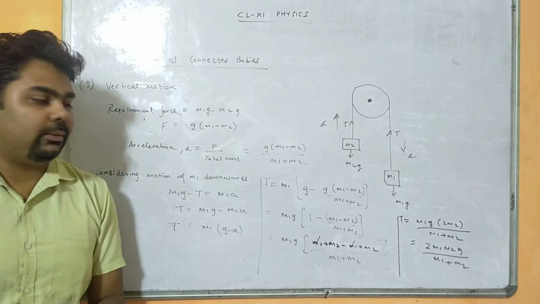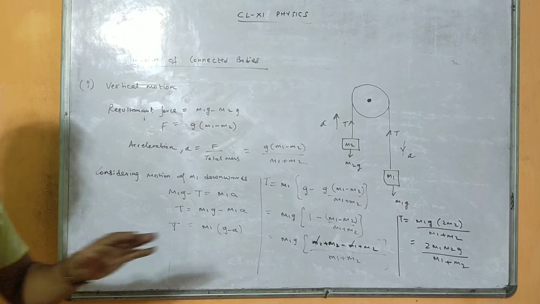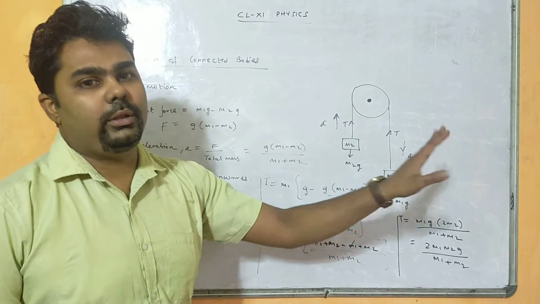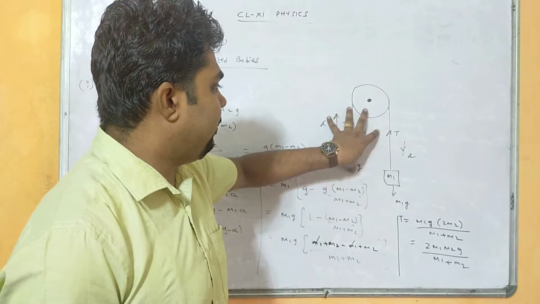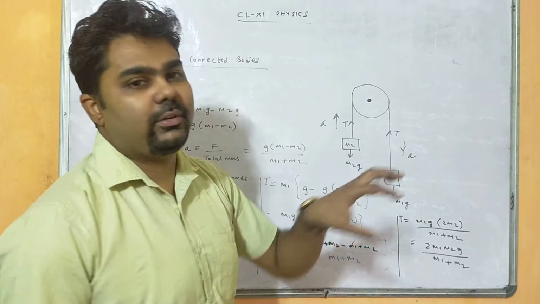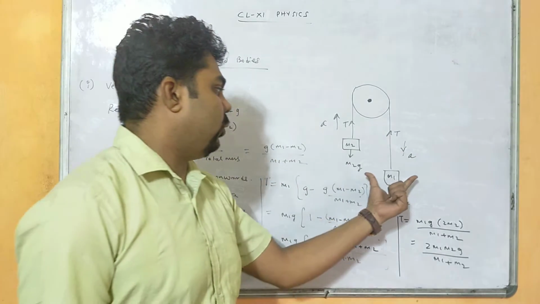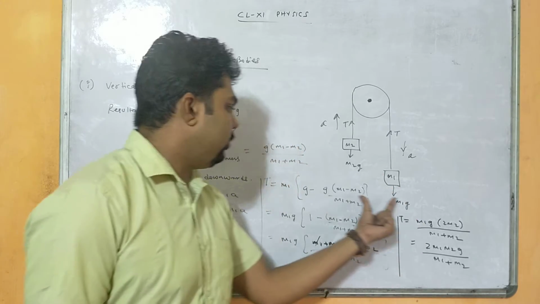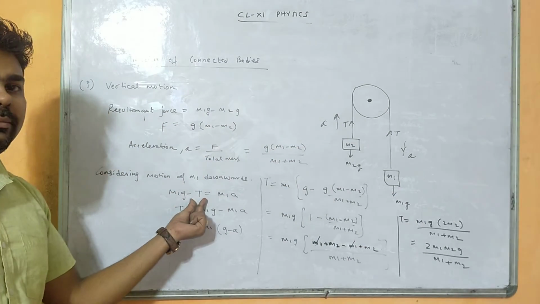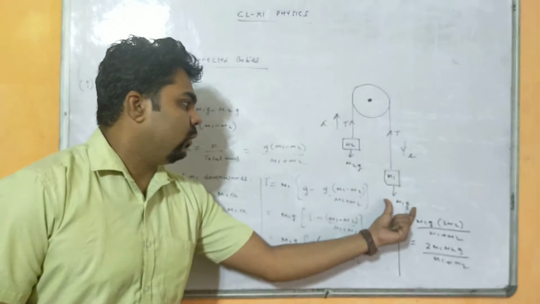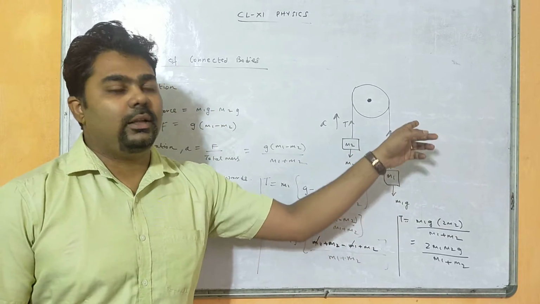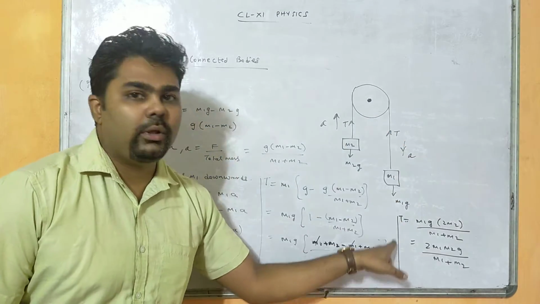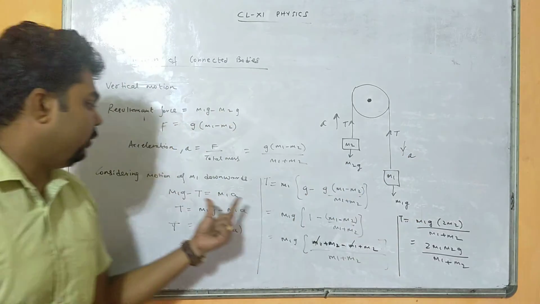This is equation number 1. Now you see, if I consider only the motion of m1, we are not making an equation for m2, just considering the motion of only body 1. This object is falling down, therefore m1g is greater than the tension. The weight of this body is more than the tension acting on the string, that is why it is falling down, and this is equal to the net force acting on that body.